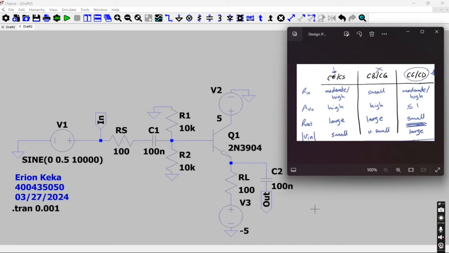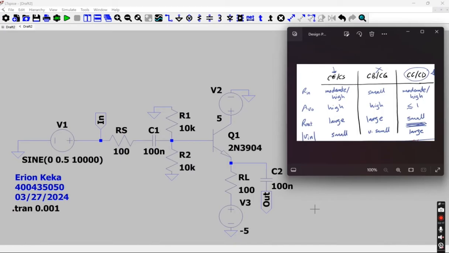And here we have the three common amplifier topologies. We have the common emitter, the common base, and the common collector topology. These topologies each feature their own advantages and disadvantages. However, in this design project, the common collector topology was chosen for its characteristics.